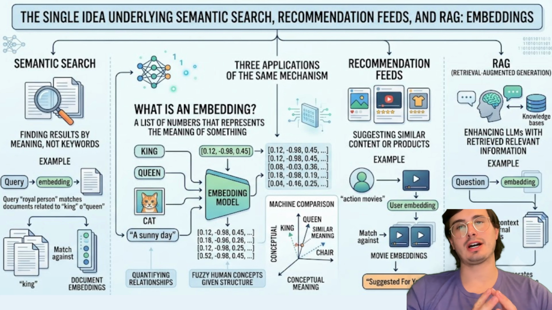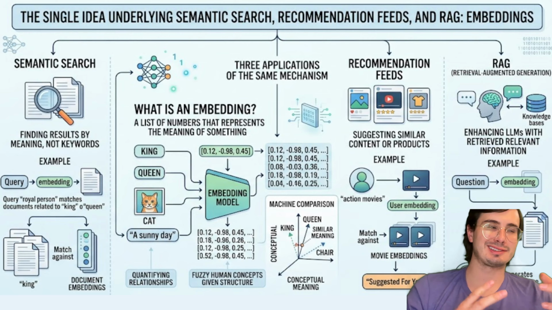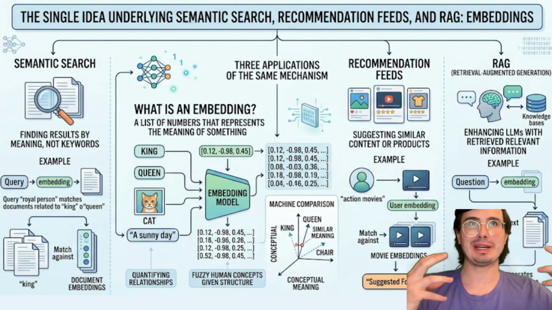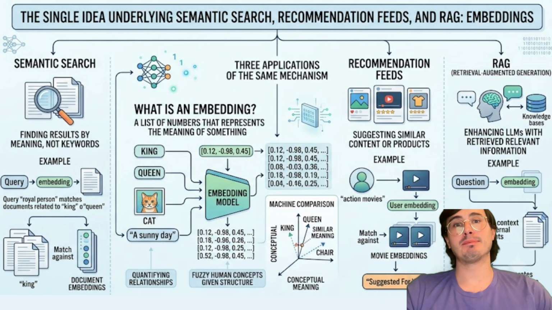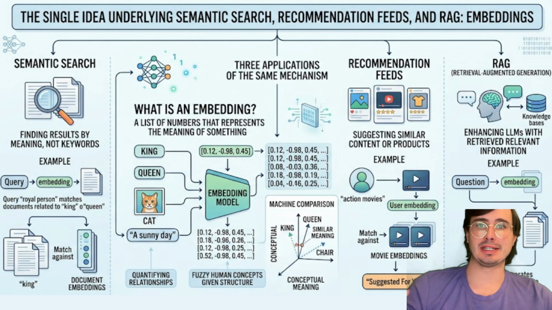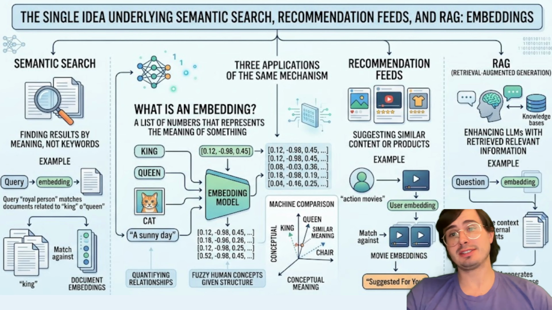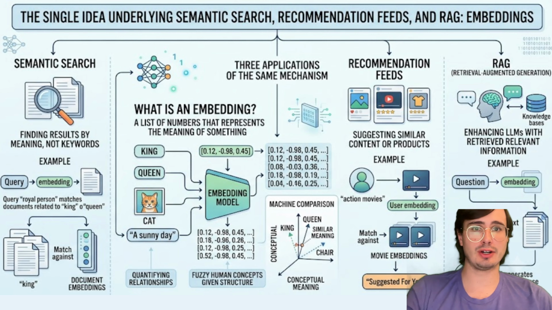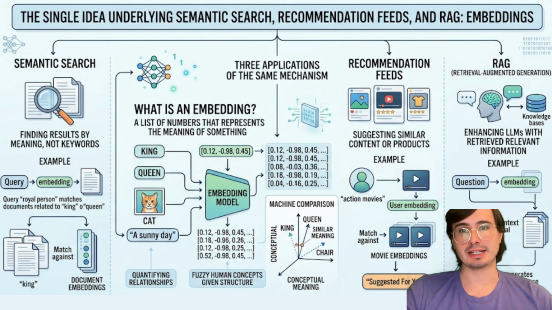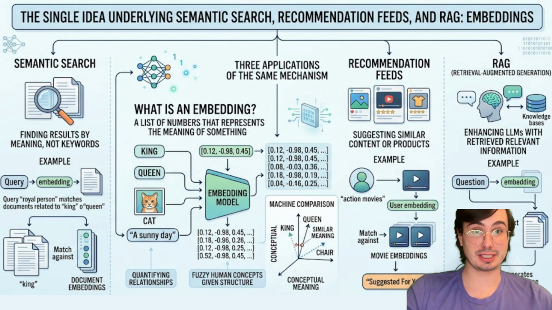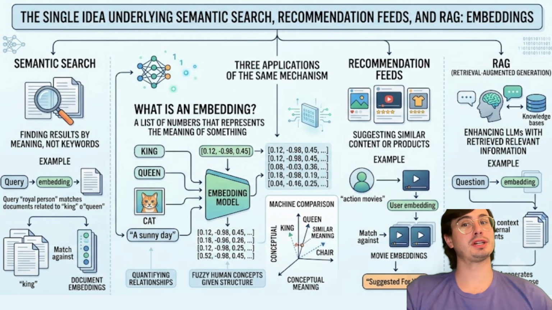And today I want to talk about something that kind of gets left unsaid in the explosion of AI. But it's the single idea that sits under semantic search, recommendation feeds, and almost every RAG system that you've ever heard about. And the idea is embeddings. And almost no one ever stops to explain what an embedding is before they start using it in architecture diagrams. So that's what we're going to solve today.